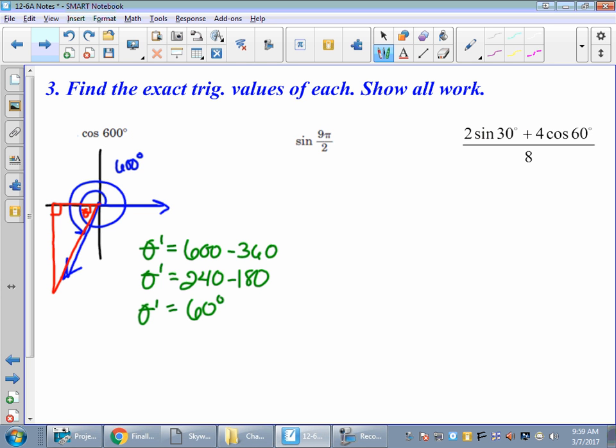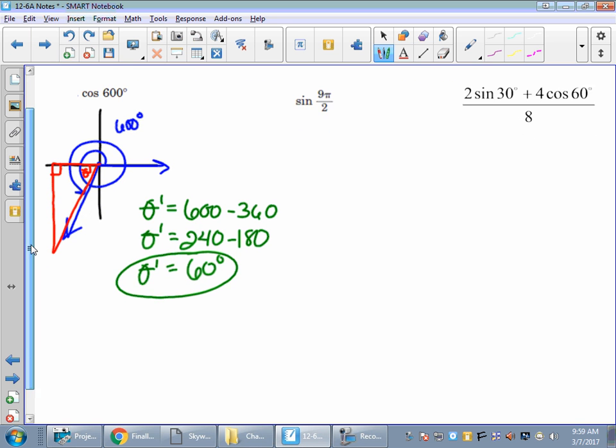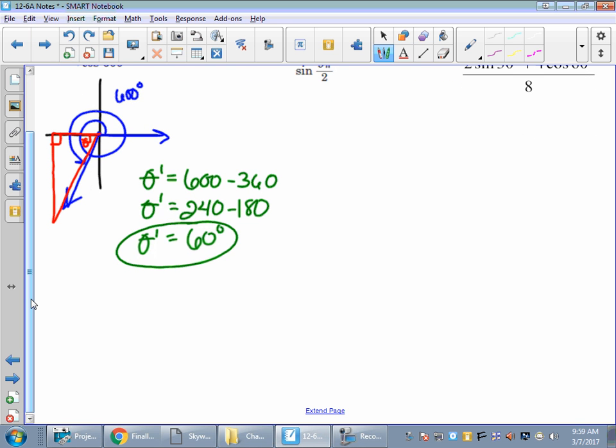So when you go more than one time, you just have to adjust a little bit longer to get down to that positive acute angle. So subtracting 360 just means it was coterminal. Now that I have theta prime, I can make my last statement that says we're trying to find the cosine. The cosine of 600 degrees is going to be equivalent to the cosine of 240 degrees, because that's what it was coterminal to.